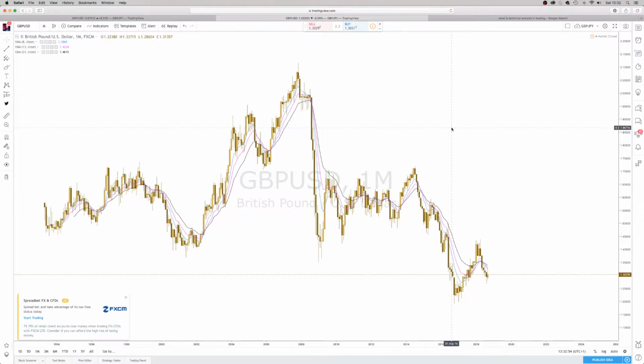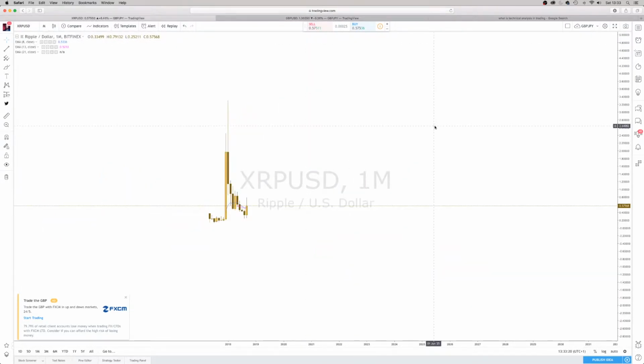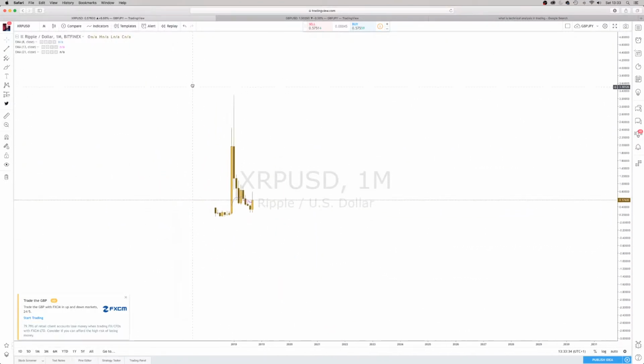So just for an example, this is the monthly chart for the pound against the US dollar. As you can see, this goes back to 1994. So we have got about 24 years of price. 24 years of volume. This is the monthly chart, so it's very condensed. Compare that to cryptocurrency, XRP, and you can see that there's just nothing really there. So for the better part, yes, at the moment we have a very limited piece of information to work with.